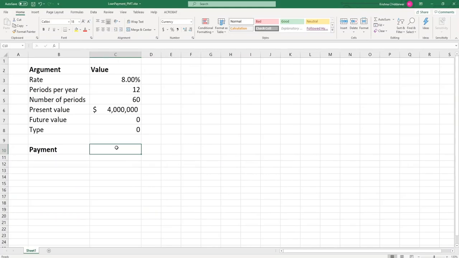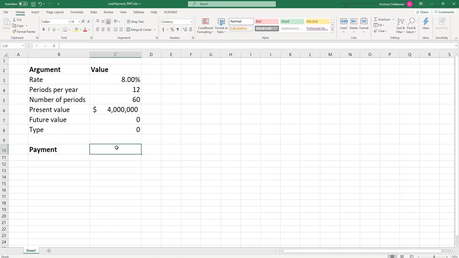Hi everyone. Today I want to show you the use of PMT function in Excel to calculate the amount of monthly loan payments. Most of the loans between the businesses or made by the businesses to the individual borrowers are fully amortized. What fully amortized means is loans where the monthly payments made over the term of the loan pay off the principal and all the accrued interest.